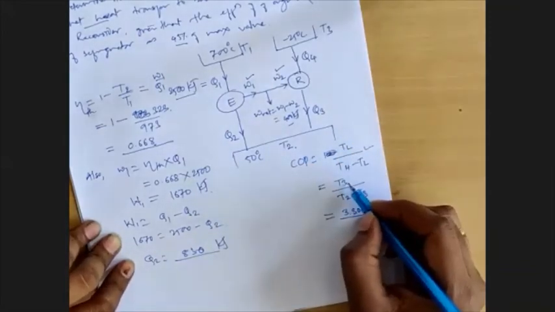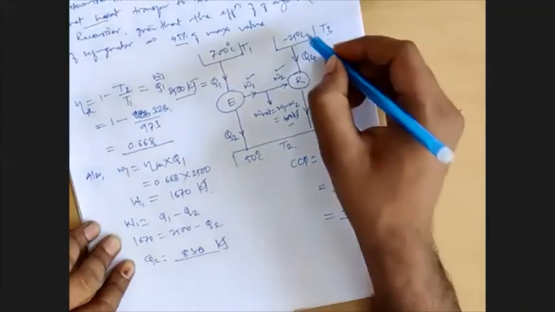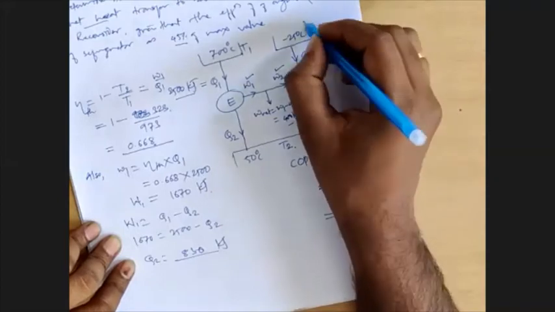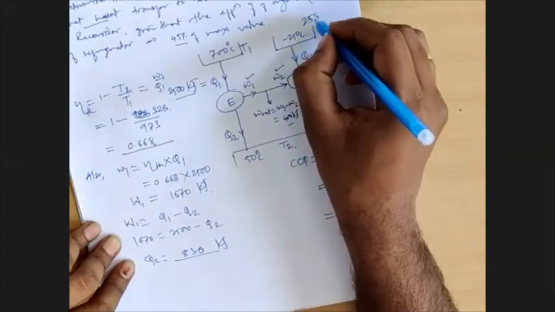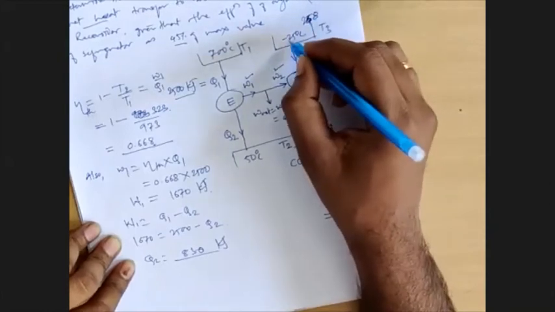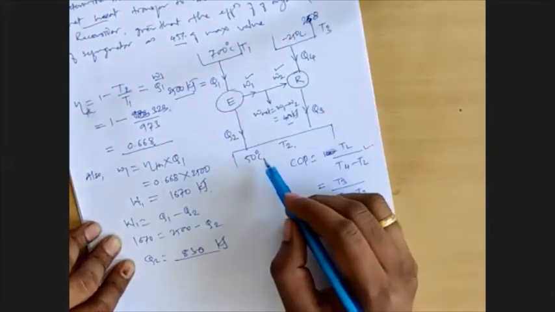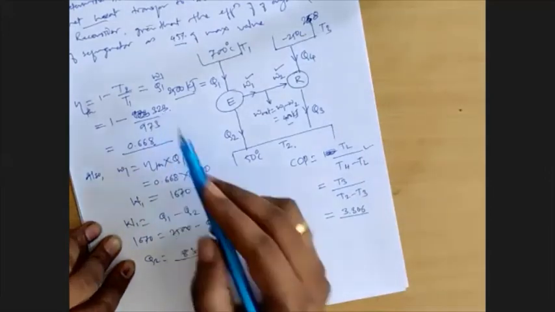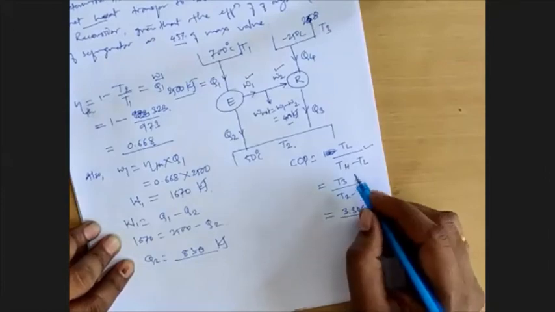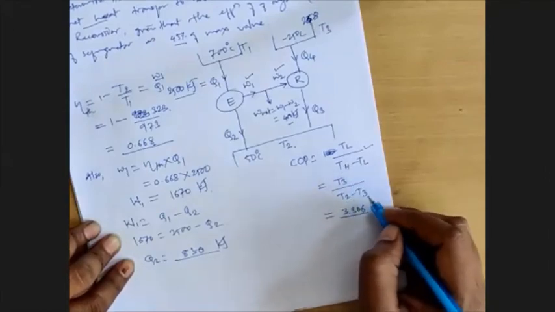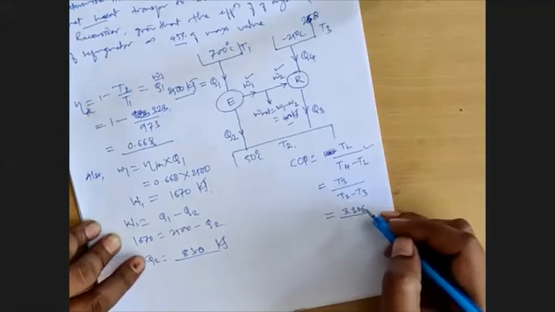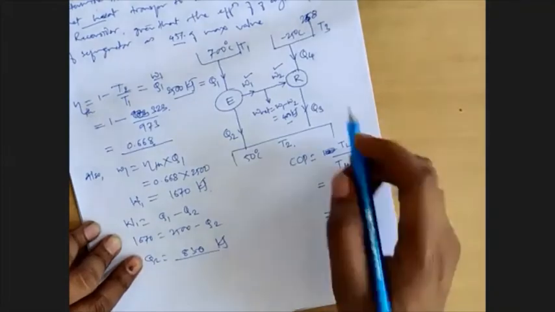T3 is 273 minus 25, 248. Because this is minus, so 273 minus 25, and this 50 we already have converted, that has become 323. So 323 minus 248. 248 divided by 323 minus 248, and the answer is 3.306. You got the same, Pradeep? Yes, sir. Okay. Now we are done with COP.